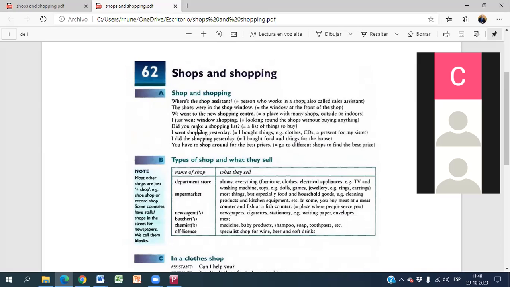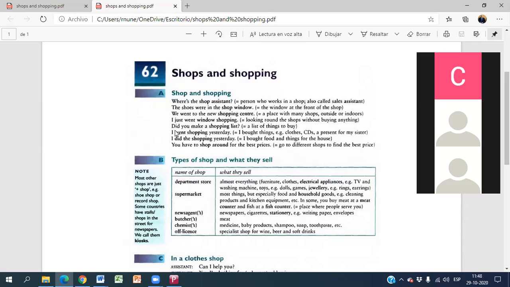I just went window shopping, looking around the shops without buying anything. All right, continue. Did you make a shopping list? A list of things to buy. Yeah. Okay. I continue? Yes. I went shopping yesterday. I bought things, for example, clothes, CDs, a present for my sister. Mm-hmm. I did the shopping yesterday. I bought food and things for the house.